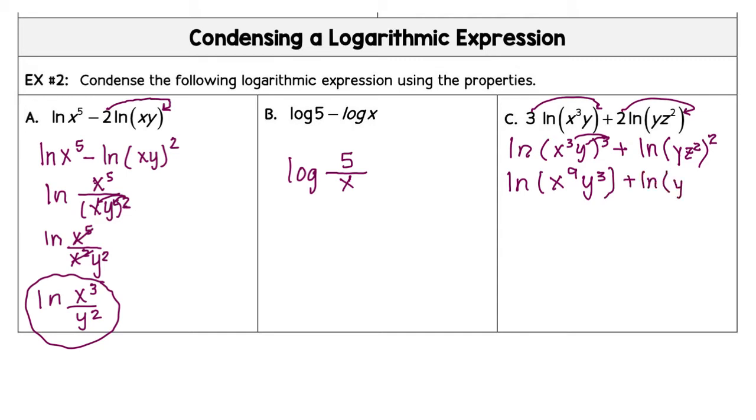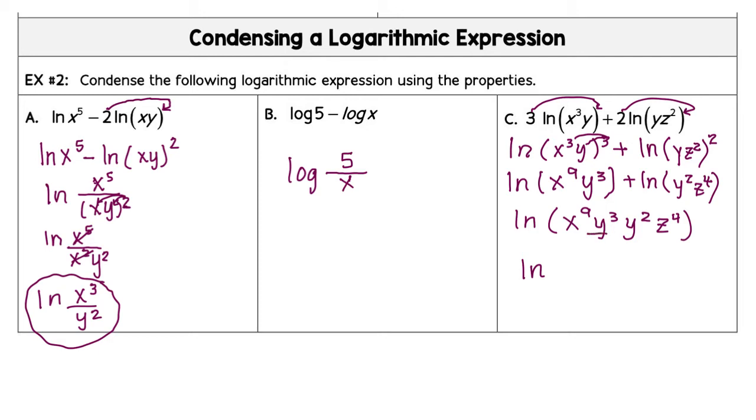Log y to the second, z to the who? Well, you're adding, so how are you going to put this together? X to the 9th, y to the 3rd, times y squared, times z to the 4th. Can you simplify? Something there I'll put together.